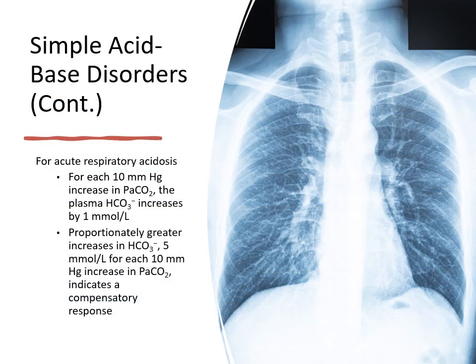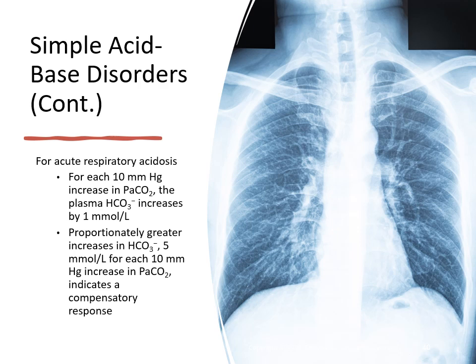Compensation for respiratory acidosis occurs through renal reabsorption of bicarbonate. Partial compensation occurs when the plasma bicarbonate is above normal, but the pH is still low. If the pH is in its normal range, it is called fully compensated respiratory acidosis.